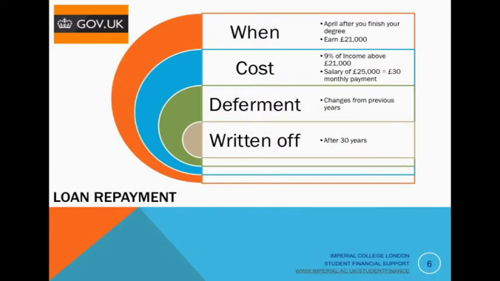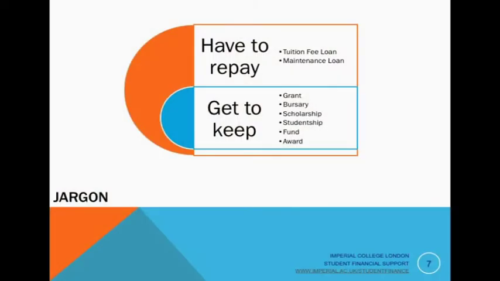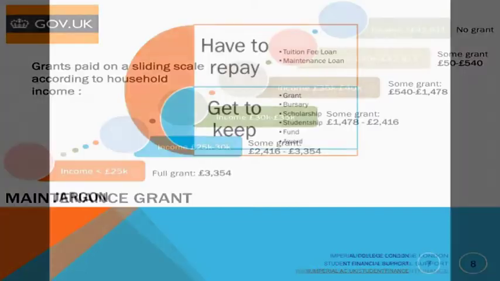And if after 30 years you haven't paid the whole loan back, then any amount outstanding, whatever the percentage, 100% or just part of it, is written off. You'll come across a lot of jargon. It'll vary according to institution, so various open days will use different terminology. But if you just remember, anything that ends in the word loan, you're going to have to pay back. Anything that is a grant, bursary, scholarship, studentship, you get to keep.